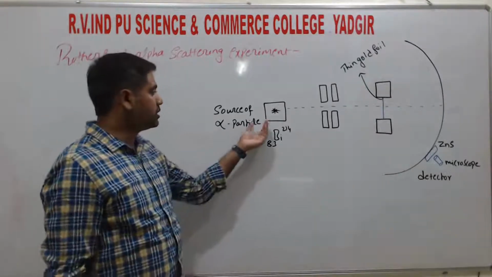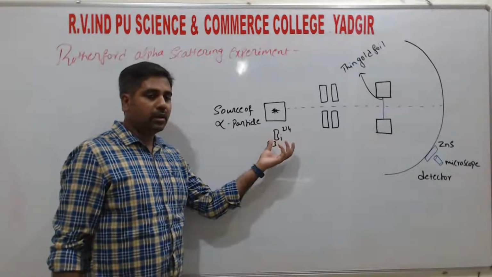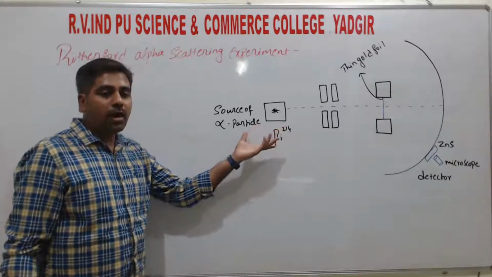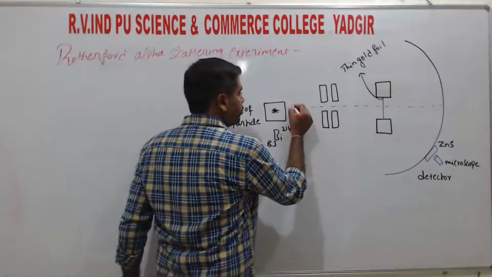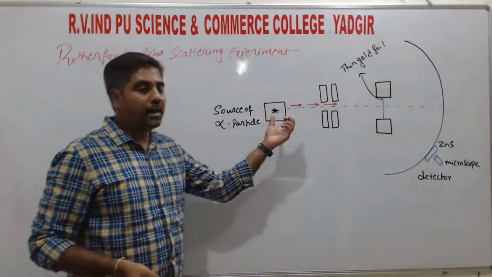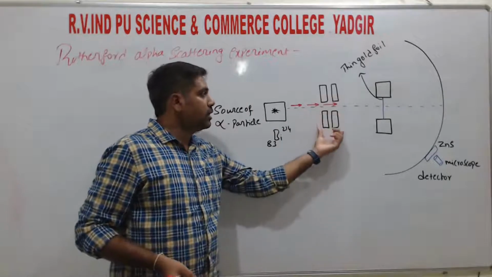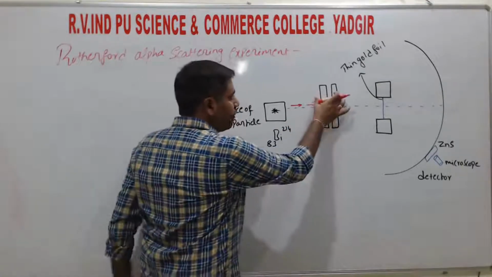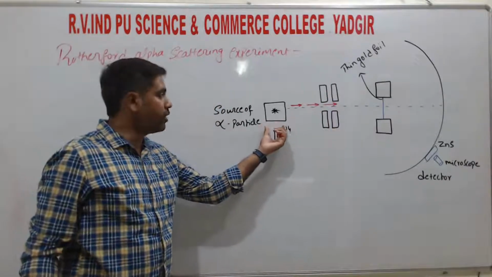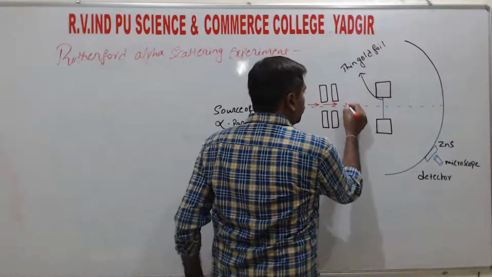In the experimental setup, first we consider the alpha particle source. The source is bismuth, a radioactive source, which emits alpha particles. The alpha particles are made into a collimated beam, that is, the beams are made parallel. The alpha particles emitted from this source are made parallel by this wall, and these beams are made to be incident on the gold foil.